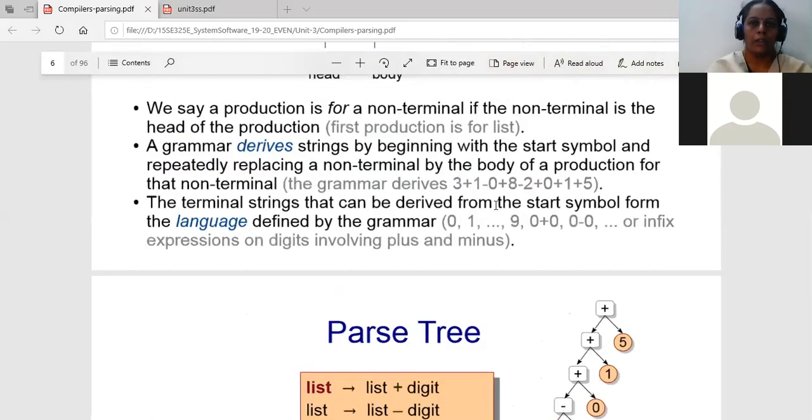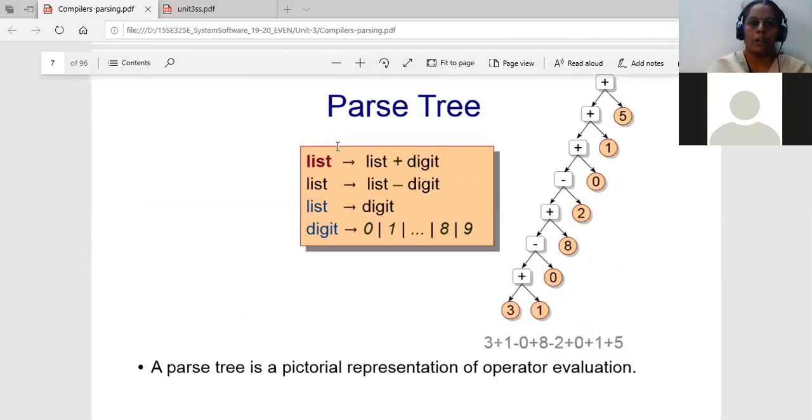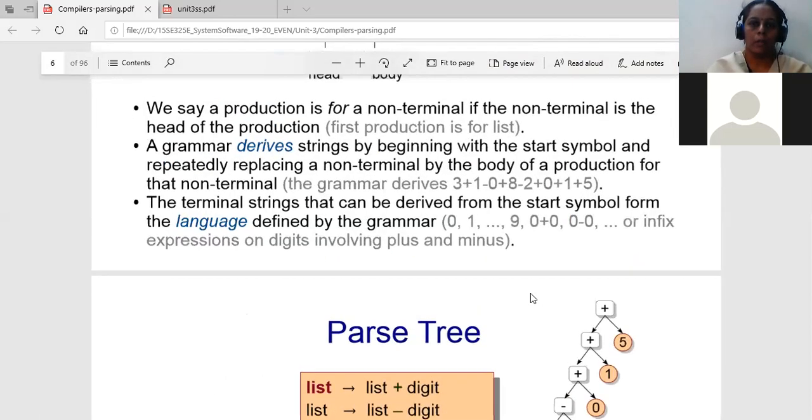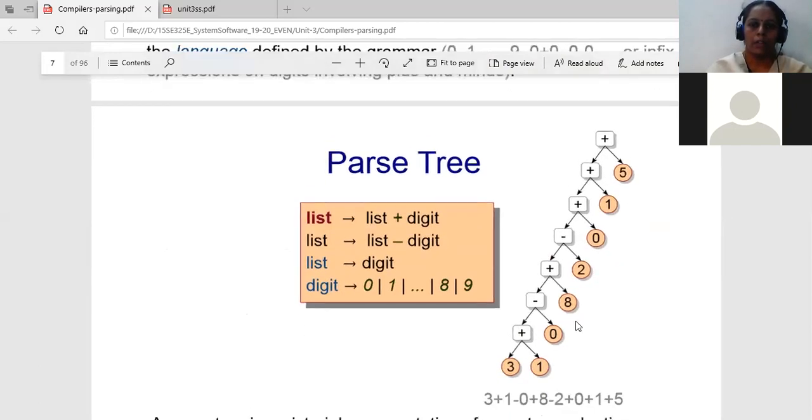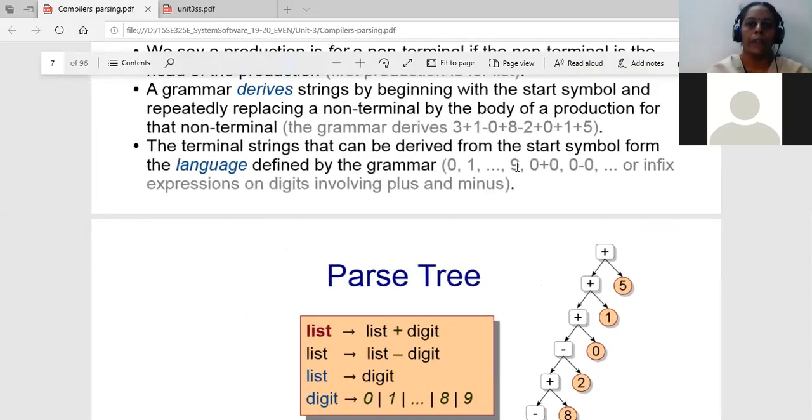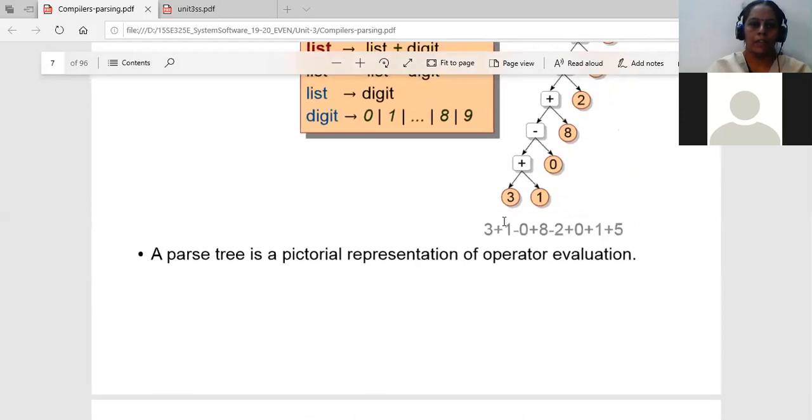Suppose you are given the expression 3 plus 1 minus 0 plus 8. This is the given expression through the parse tree. We can evaluate it either from bottom up or from top down. Here it is bottom up. So 3 plus 1, then minus 0, then plus 8. It will go on up, and finally we get the output, the result being 5 after the addition. So that can be done with a parse tree.